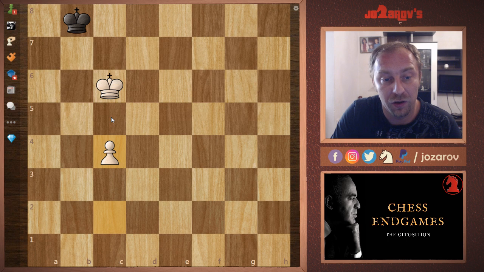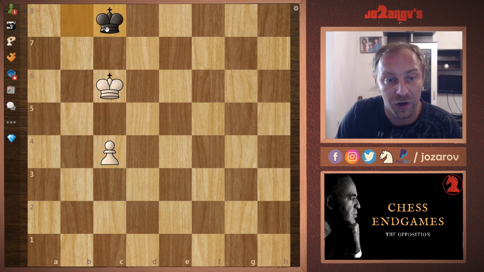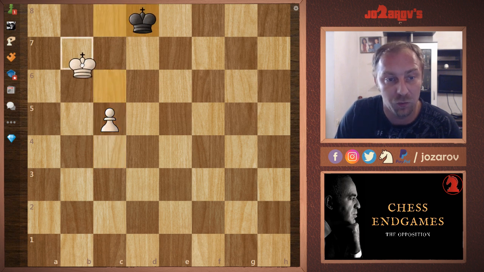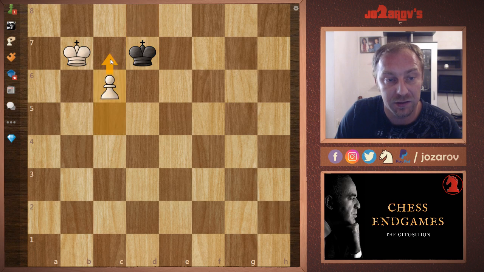We can also go here immediately c4. After a potential king to c8, we simply push c5. As I said, after king to d8, we can simply again go c6, c7, c8.